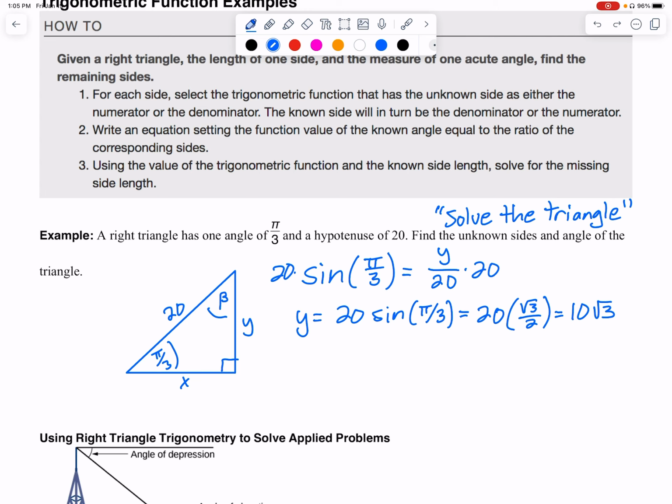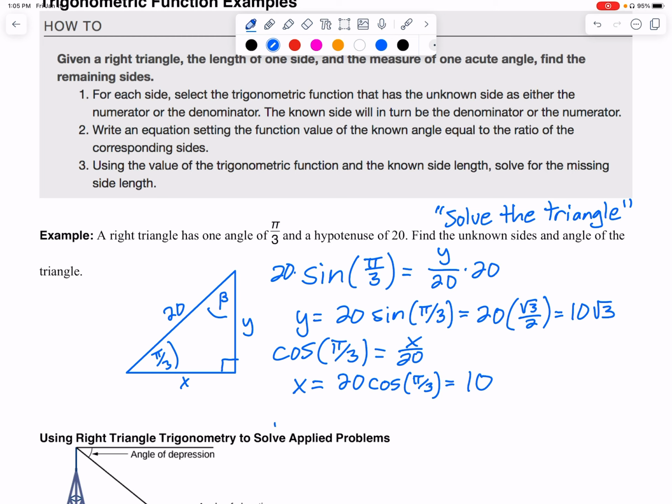We can do the same thing for x with cosine. So I get cosine of pi over 3 is equal to x over 20. We multiply both sides by 20. Cosine of pi over 3, it's the tall triangle, the short side is the x, so this is just a 10. So y is 10 radical 3, x is 10.